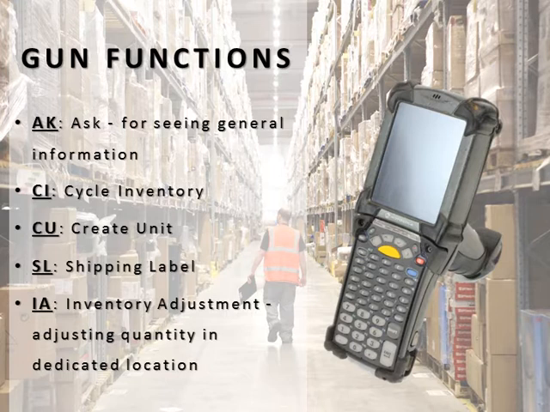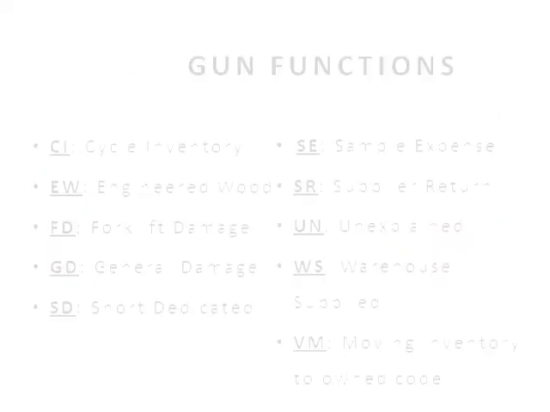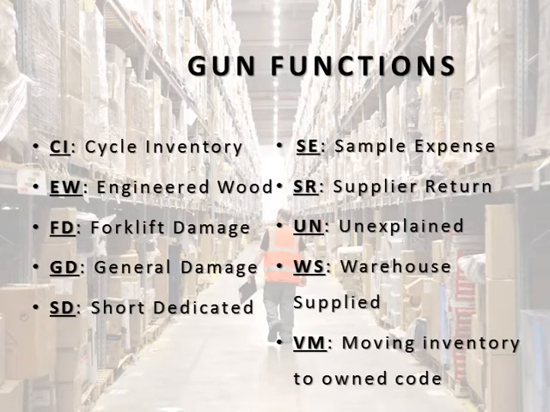AK is ask, which is for seeing general information. CI is cycle inventory. CU is create unit. SL is shipping label. IA is inventory adjustment, which is for adjusting the quantity in the dedicated location. CI is cycle inventory. EW is engineered wood.